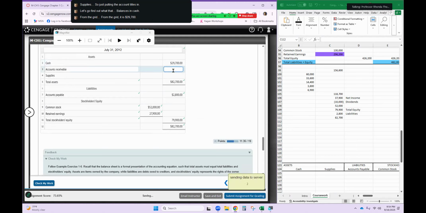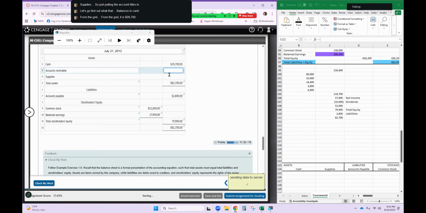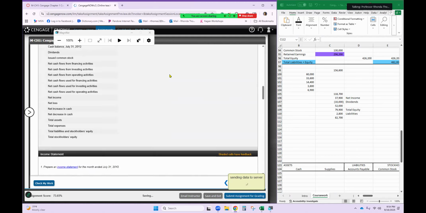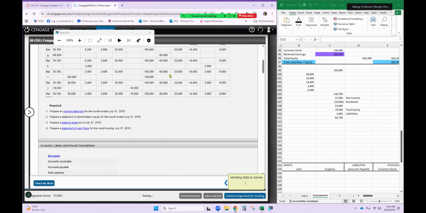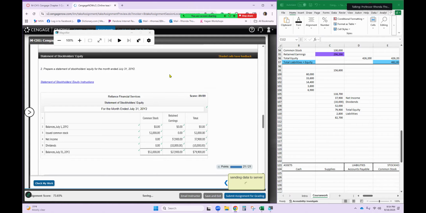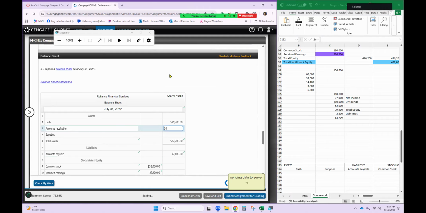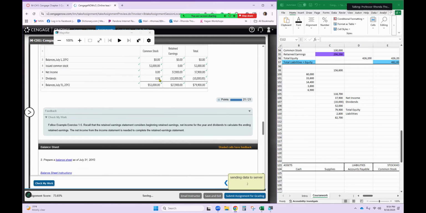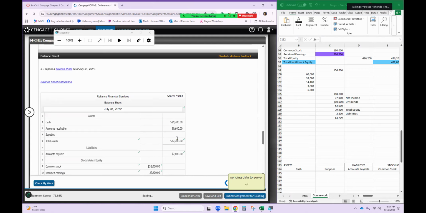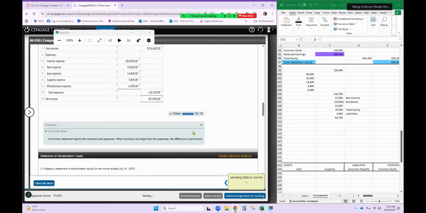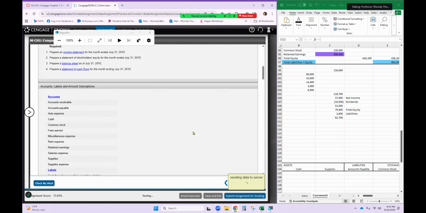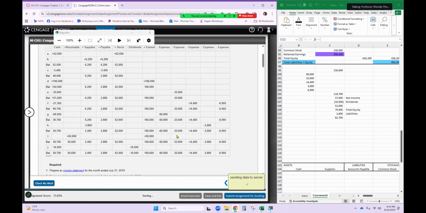Okay. The accounts receivable balance, 50,600. And then finally, supplies. We could find it. Okay. So supplies is going to equal 2,400.